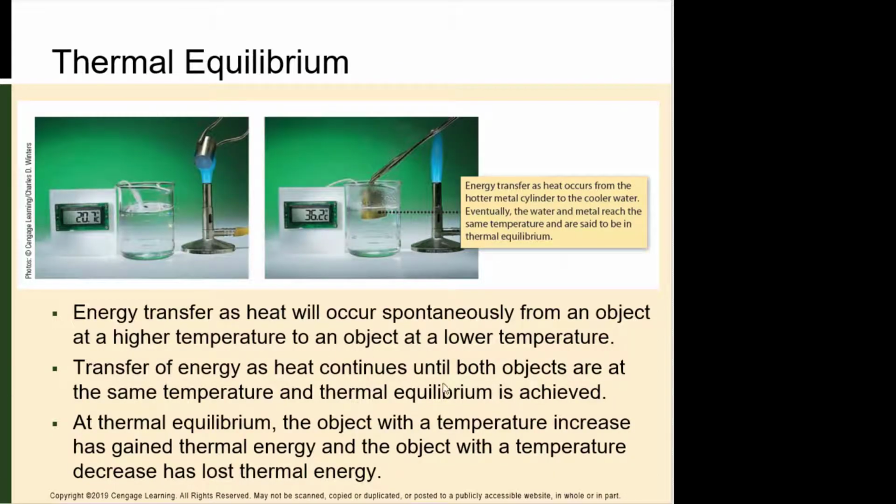Energy transfer as heat will occur spontaneously from an object at a higher temperature to lower temperature. It always will go from the higher temperature to the lower temperature. The transfer of energy as heat continues until both objects are at the same temperature and thermal equilibrium is achieved. At thermal equilibrium, the object with a temperature increase has gained thermal energy. The object with a temperature decrease has lost thermal energy. We're going to do some problems to show that.